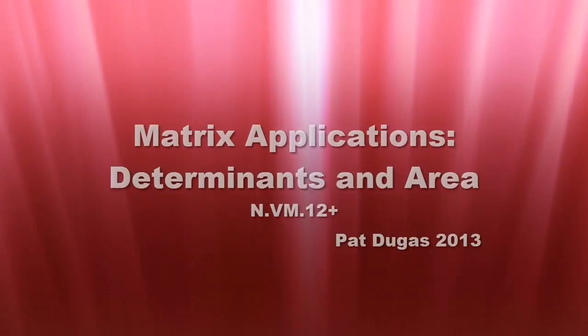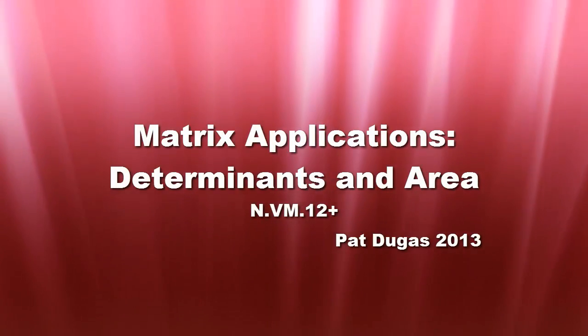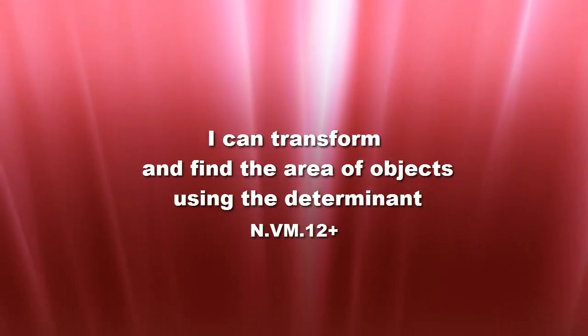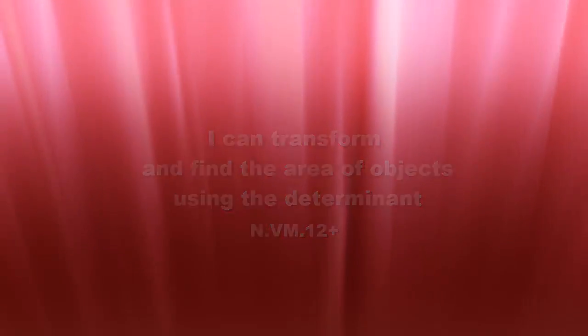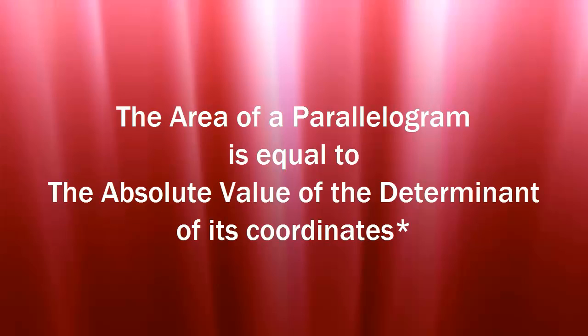Let's look at one application of matrices, and that is using their determinants to find the area of objects if we've transformed the coordinates of the objects into a matrix. So the idea is that the area of a parallelogram actually equals the absolute value of its determinant, the determinant that's formed by the coordinates in the XY system. One of the points of the parallelogram must be at the origin.